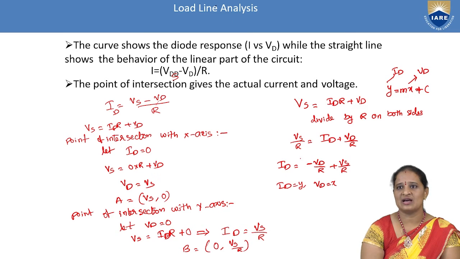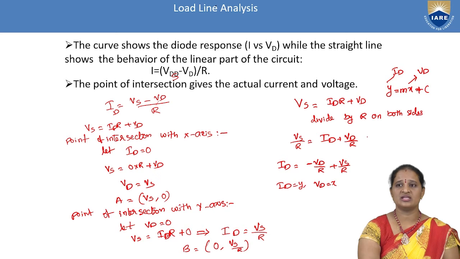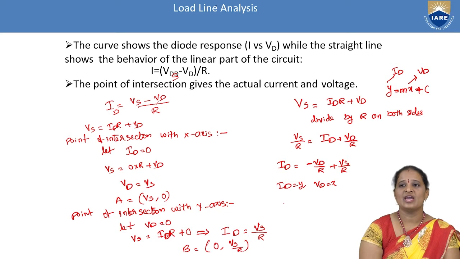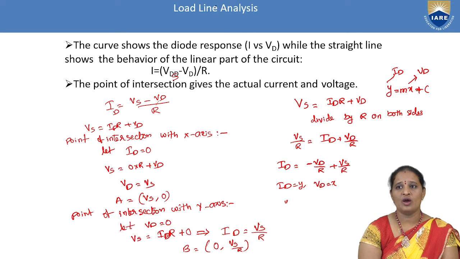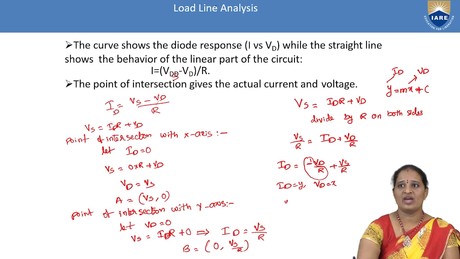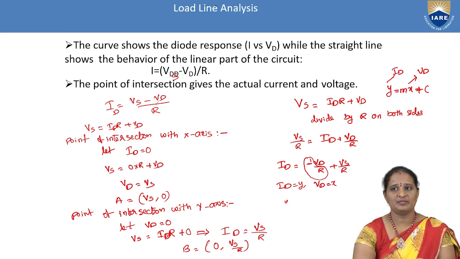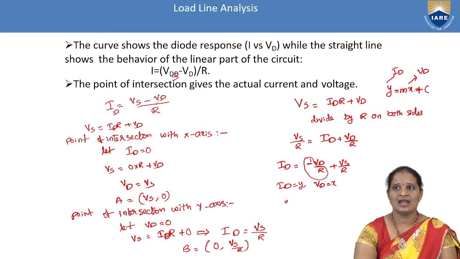So now let us compare this equation with the general straight line equation, that is y = mx + c, in which y is a value, and here what is that? That minus 1 by R will be the slope, where m represents the slope, y represents the y-axis, x represents the x-axis, and c represents the intercept.